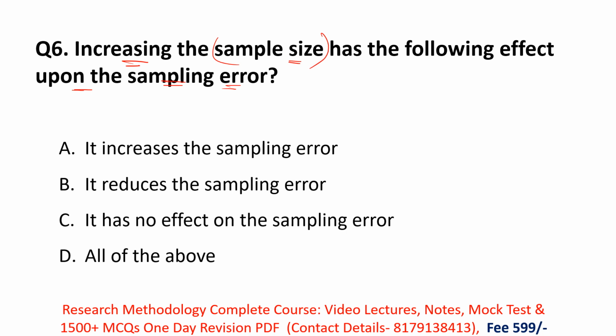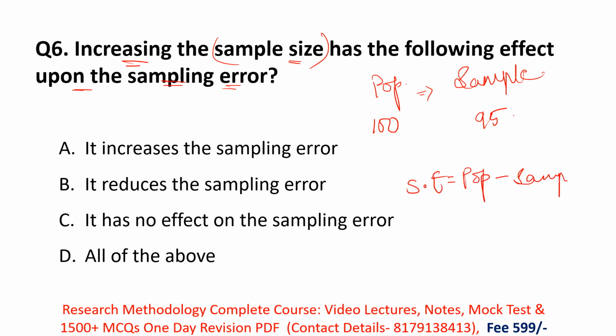Suppose I have a population. In my population, there are a total of 100 members. For the sample, I'm taking some members from the population. Suppose I'm selecting 95 directly from the population. In this case, what will be my sampling error? Sampling error is population minus sample. Here my population size is 100 and my sample size is 95. So in this case, my sampling error will be 5.